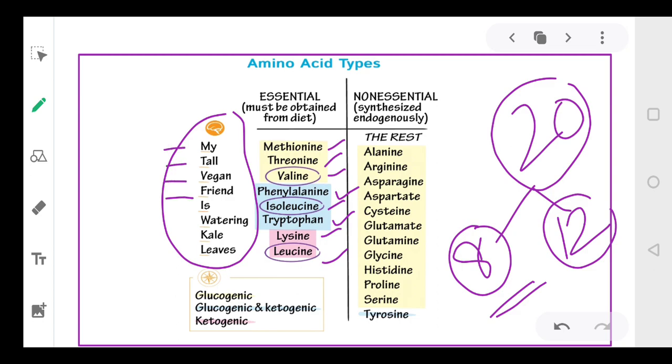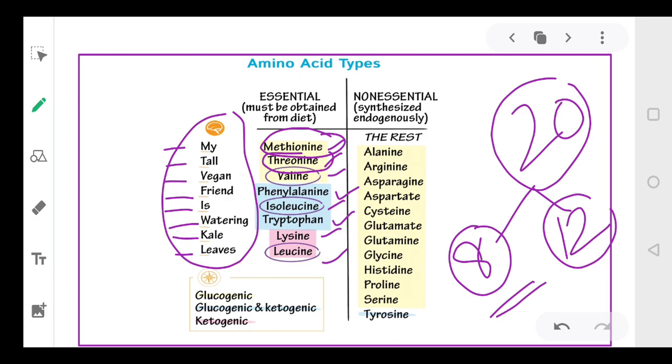My tall vegan friend is watering kale leaves. Now here, my means methionine. Tall means threonine. Vegan means V, V means valine. Friend, yani F. F is a symbol for phenylalanine. Is, I. I means isoleucine. Watering, W. W means tryptophan. Kale, K. K means lysine. Leaves, L. L means leucine. So if you remember this rhyme, we can easily remember the 8 essential amino acids. I hope you like this.